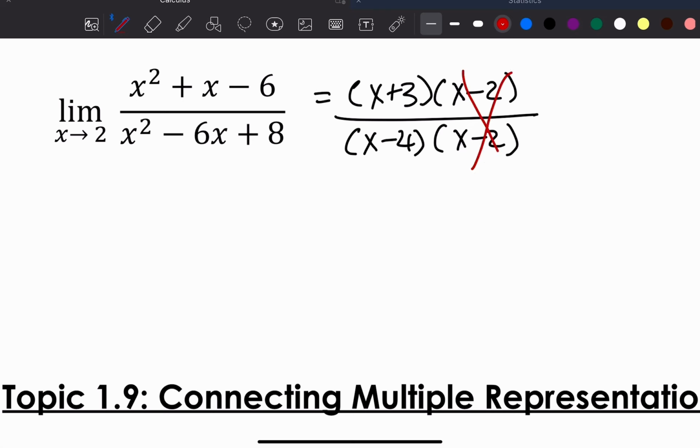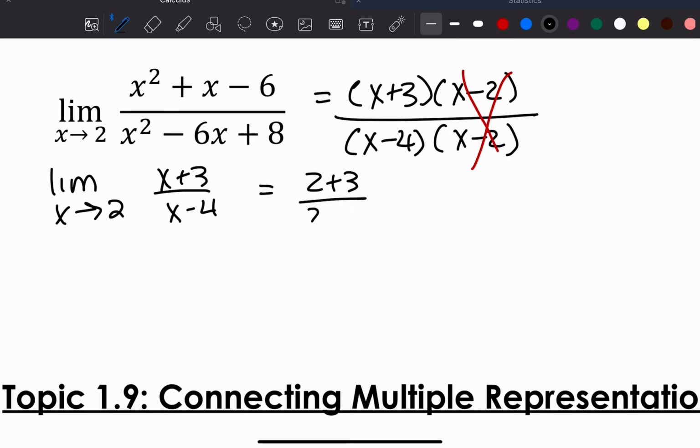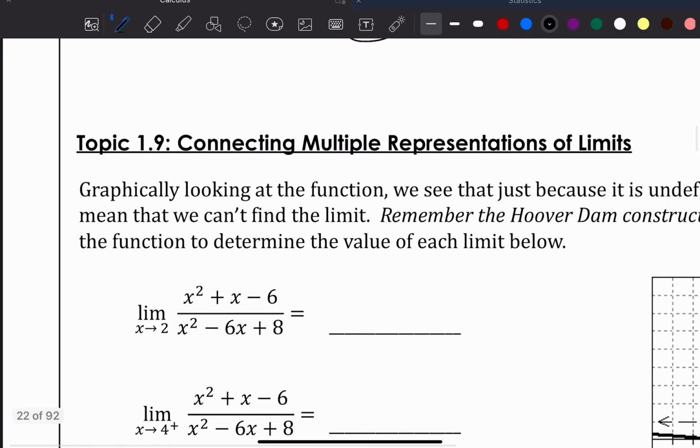Notice how x minus 2 cancels out, which means that is where our point of discontinuity would be. And so now I just need to find the limit of whatever is left over. So I have the limit as x approaches 2 of x plus 3 over x minus 4. This is equal to 2 plus 3 over 2 minus 4, which gives me negative 5/2. Okay. We're going to continue and show this graphically.